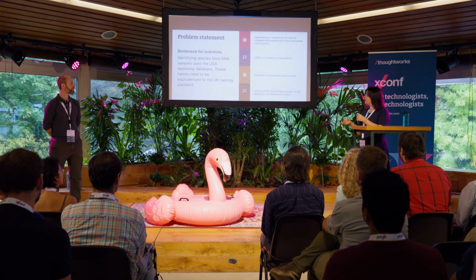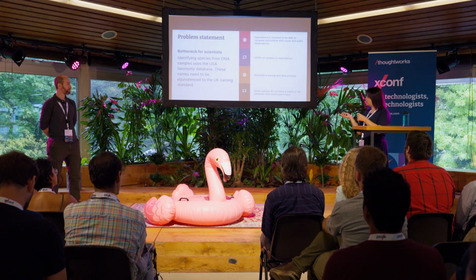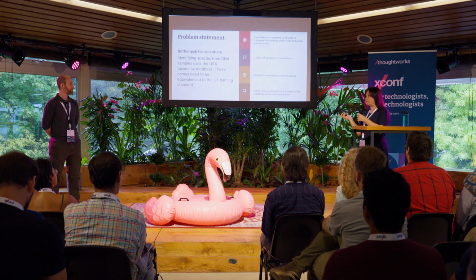So here's our problem statement. Identifying species from DNA uses the US taxonomy database, and these need to be equivalenced into the UK naming standard. Equivalence is required because the researchers want to be able to not just compare observations from different sources, but combine them to get a richer knowledge of the biodiversity. Again, as Andy said, you get thousands of species identified in a single sample, so equivalencing between the two can be quite manual and slow. And also there's a case where there's not necessarily a direct species match from the US to the UK, which we'll explain later.